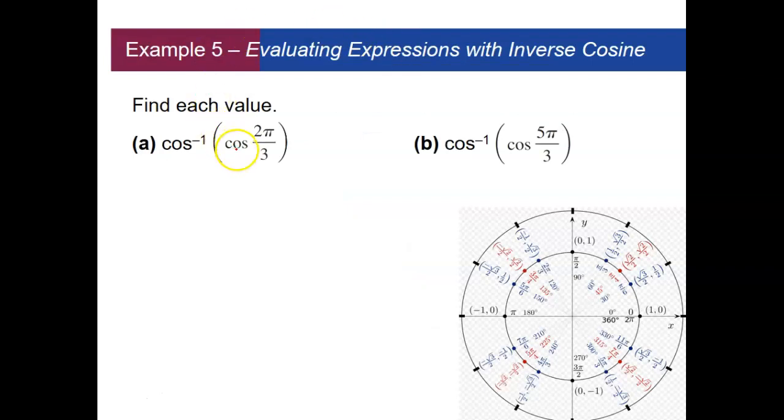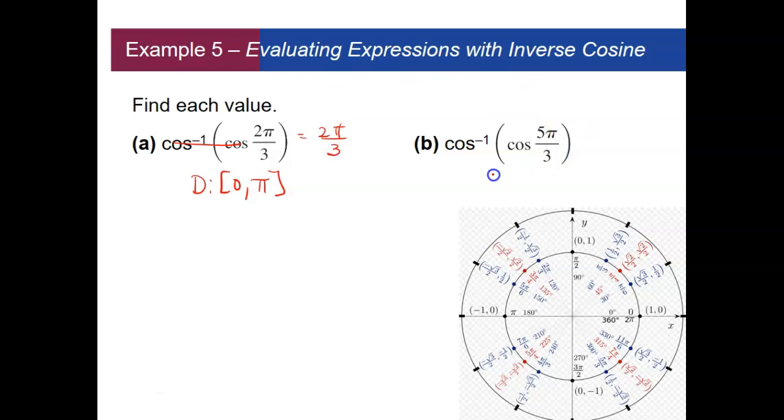Okay, so looking at this one, we said that the domain for cosine is restricted to between 0 and pi. So as long as this value is between 0 and pi, then we get the cancellation property to hold. So 2 pi over 3 is between 0 and pi, and you can see that on the unit circle. 2 pi over 3 is here, so it is between 0 and pi. So that means these are going to cancel, and that's just going to leave me with 2 pi over 3.